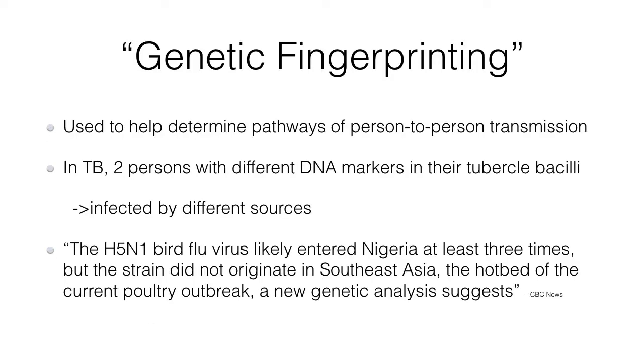The molecular epidemiology is also powerful in genetic fingerprinting. It is used to help determine pathways of person-to-person transmission. In TB, two persons with different DNA markers in their tubercle bacilli were infected by different sources. And we can also know from which area the source or the virus originated.